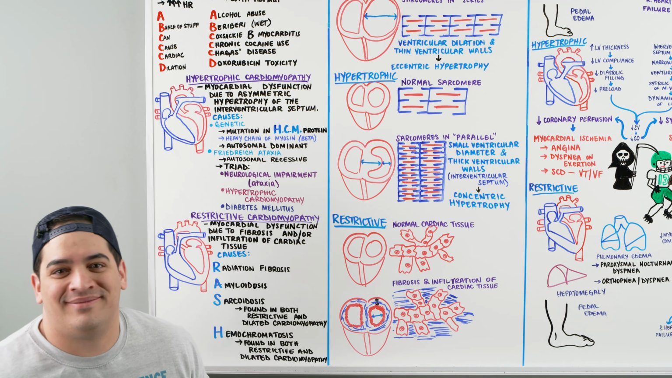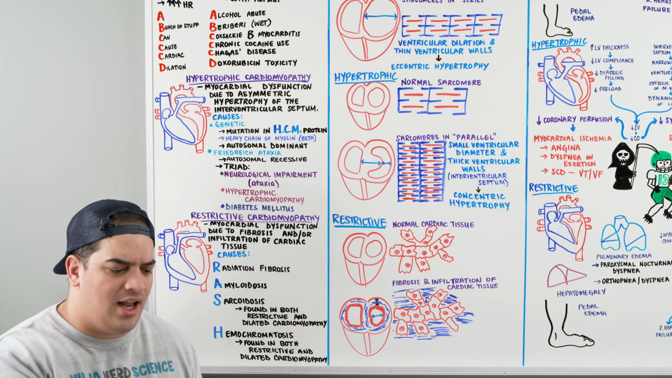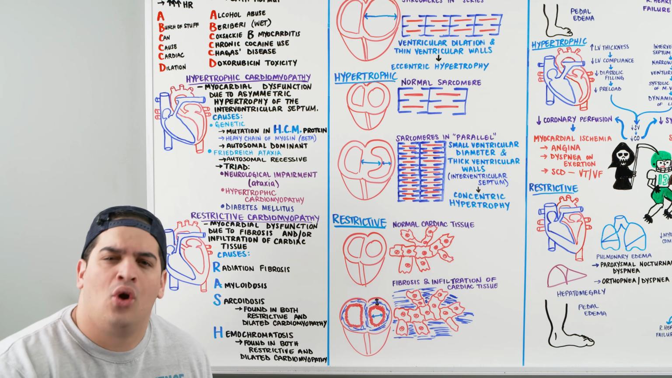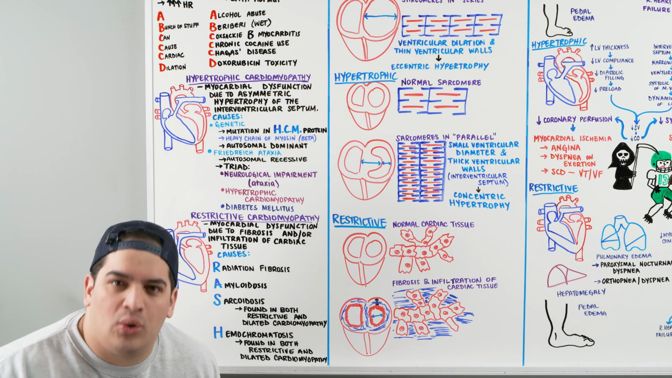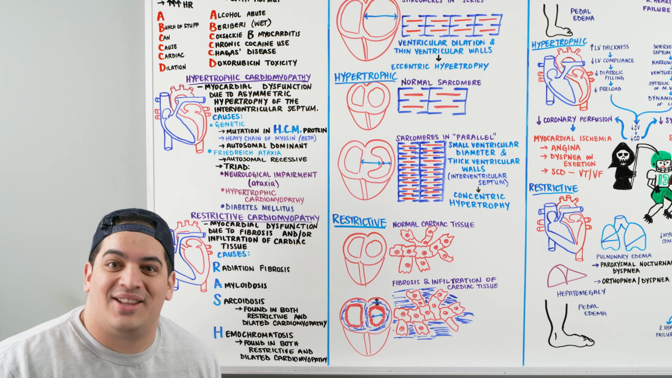Remember RASH. Rash for radiation fibrosis. If someone has some type of cancer within their mediastinum and they're getting radiation therapy, that can affect the heart and cause fibrosis. Or a big one, amyloidosis. Amyloidosis can cause misfolding of proteins and deposits into the cardiac tissue.